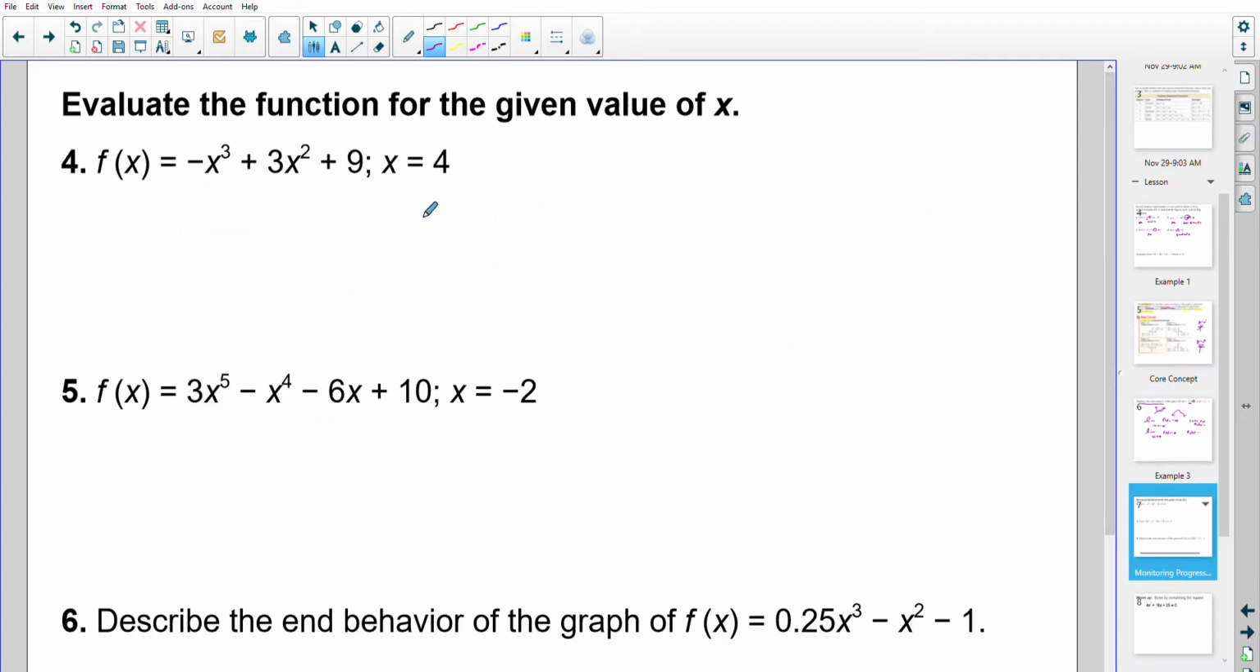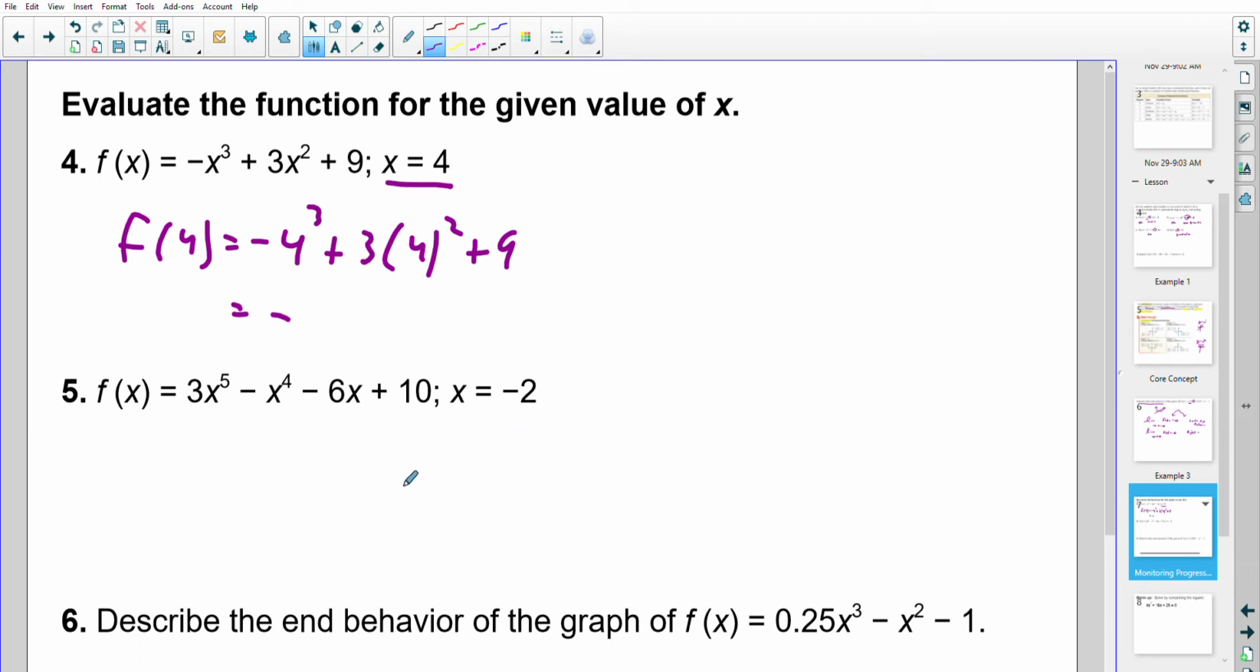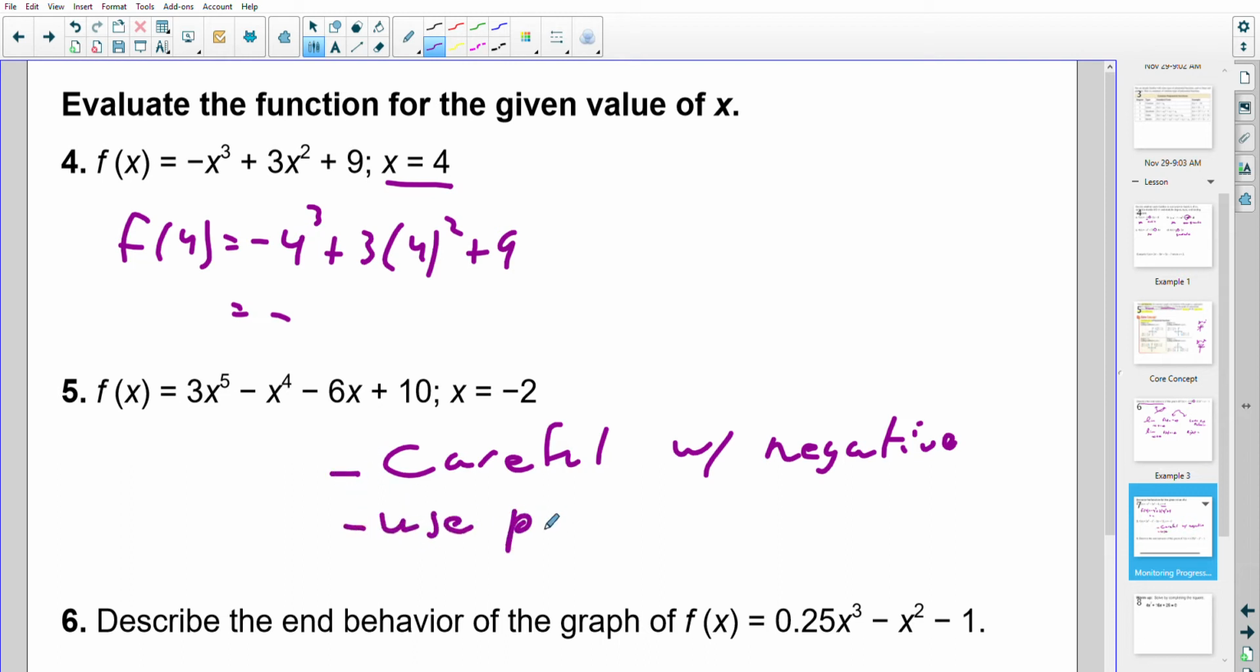Okay, another type of question that can be asked is, what do you get when you evaluate at x equals 4? It's the same idea as substituting a number in for x. So f of 4 is equal to negative 4 cubed plus 3 times 4 squared plus 9, and you would evaluate and get your answer. Same thing with negative 2, but you want to be careful with the negatives because it's very easy to get this wrong, and I would suggest using parentheses.